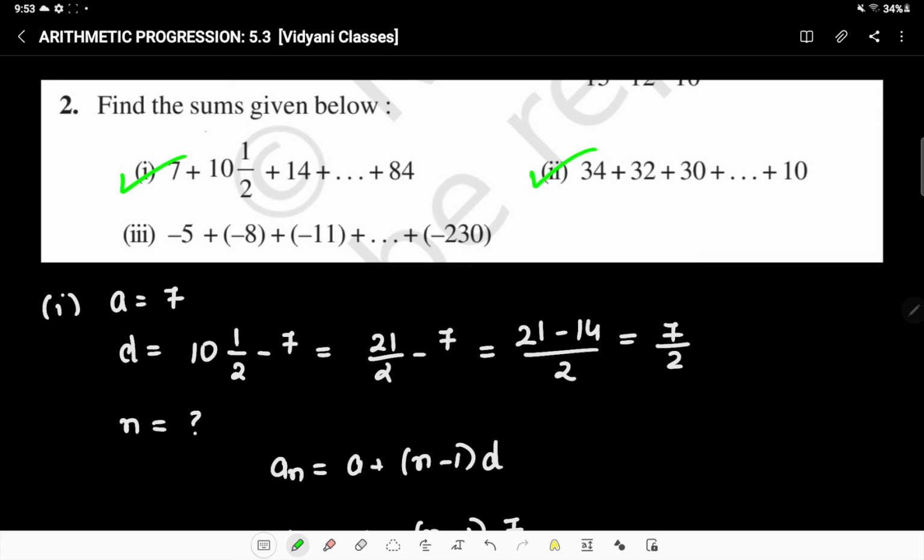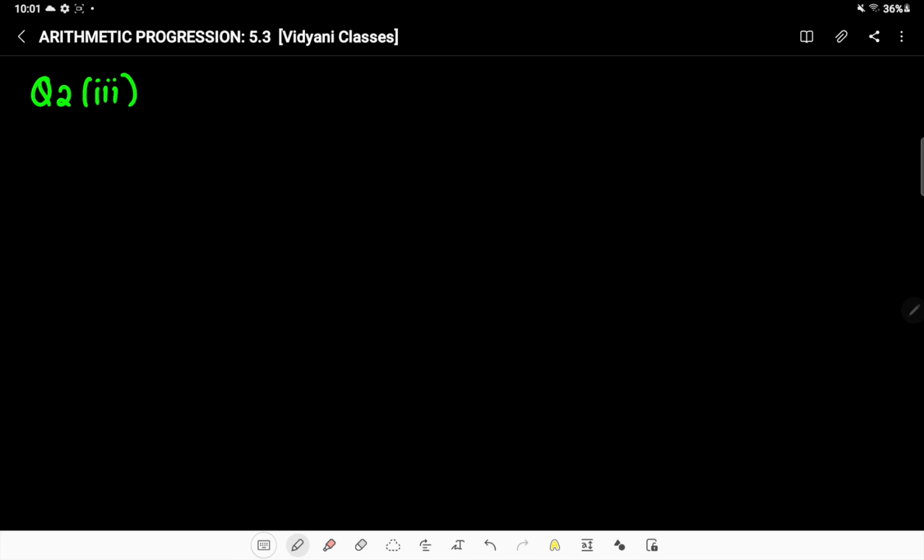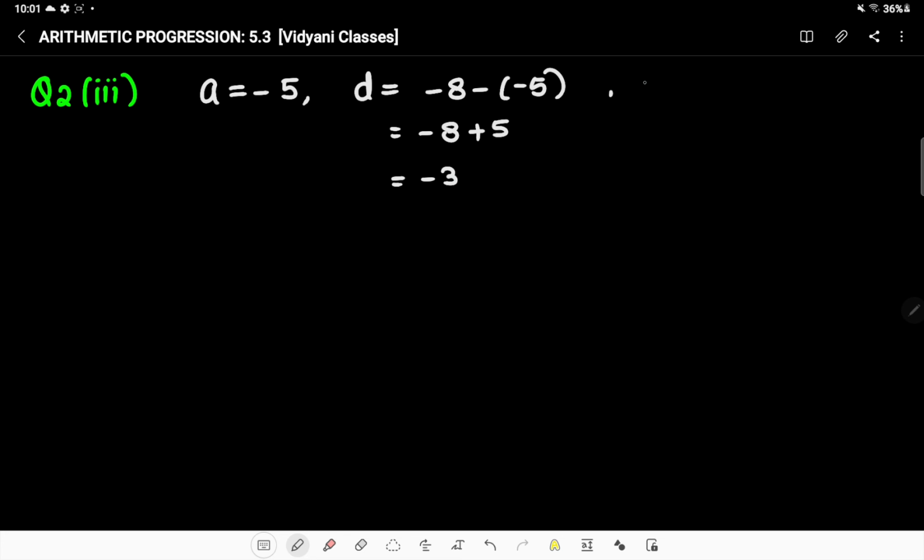So we have completed the second question. Now let us solve the third question. The value of a is given as minus 5. We have to calculate the value of d. So d will be minus 8 minus of minus 5, and that will be minus 8 plus 5, which is minus 3. L is given as minus 230. Fine.